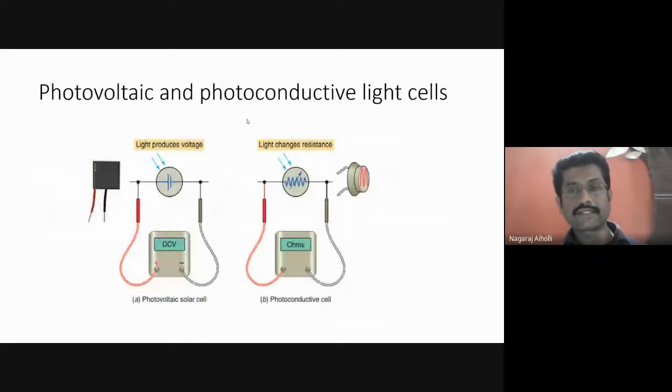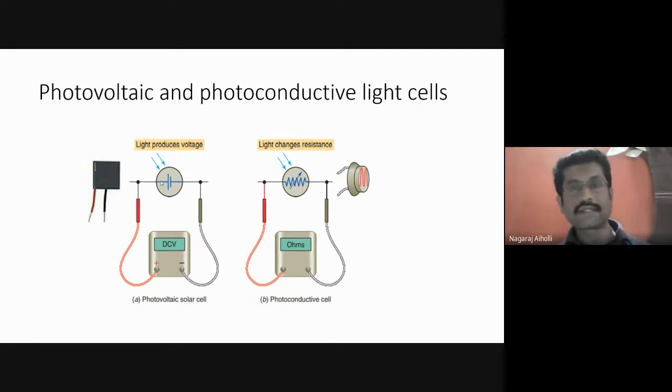Photovoltaic and photoconductive light cells. The first figure that you are seeing is a photovoltaic solar cell. It is called a photovoltaic solar cell or photovoltaic cell. This is how it looks physically, and this is how it is shown symbolically. It is converting the applied light energy into electrical energy. Because of this conversion from light energy to electrical energy, what is happening in the circuit?